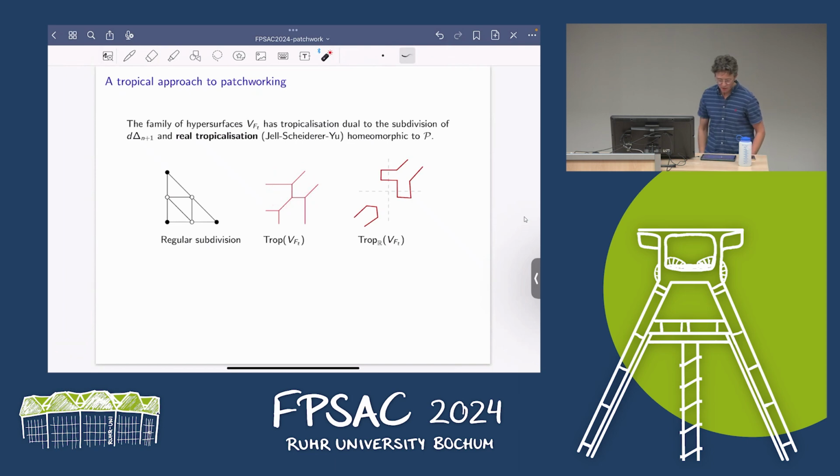Okay? And the second thing is, we could tropicalize remembering signs, and we would get something called the real tropicalization of Jell, Scheiderer, and Josephine. And this real tropicalization is also homeomorphic to P. So I've drawn the real tropicalization here, and you might recognize this. This is either the conic, or it looks also like the polyhedral complex P that we started with.